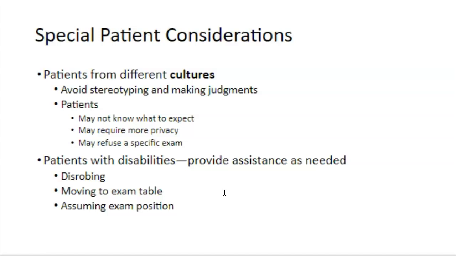You can't just leave a patient in a wheelchair and say, okay, get undressed and the clinician will be in 5 minutes. They might need help. And so you're going to have to ask them, do you need help disrobing? Do you need help moving to the table? And then there's certain positions that they can't get into, so things will have to be modified. But you need to ask and be proactive about seeing if they actually need assistance with these things.